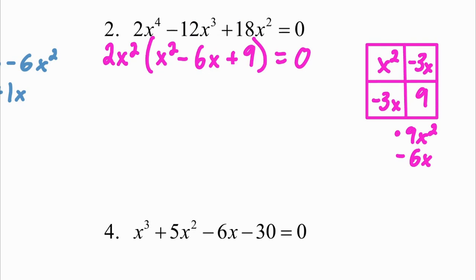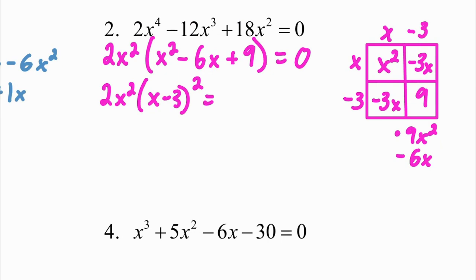Out of the first column, I can take out an x. Out of the second column, I can take out a negative 3. Out of the first row, I can take out an x, and out of the second row, I can take out a negative 3. So we again have that 2x squared out front, and then we have x minus 3 squared is equal to 0.